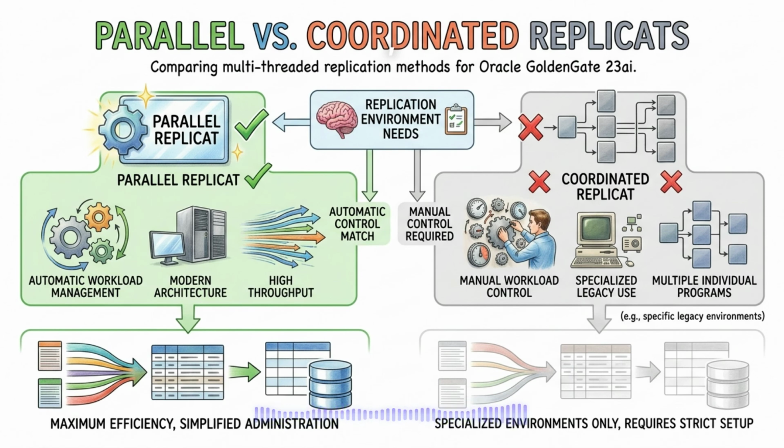Instead of writing a separate statement for every single table, you can use an asterisk as a wildcard character to select hundreds of tables at once. For example, typing TABLE HR.*; tells the extract to immediately capture changes for every single table located inside the human resources schema.